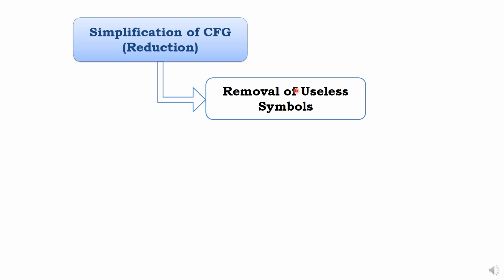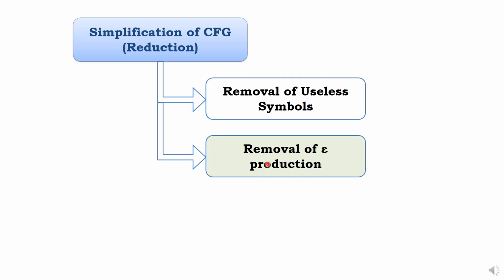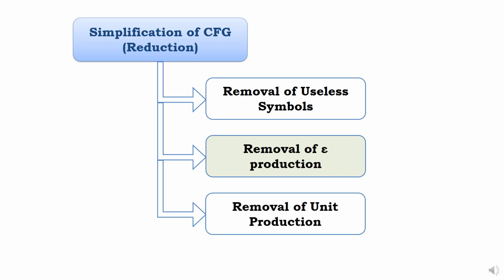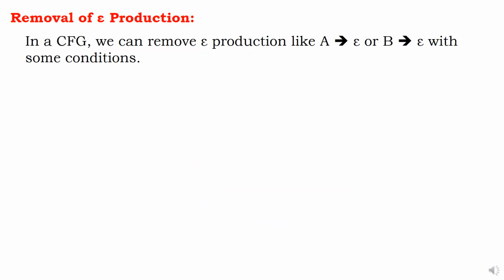As you know, simplification of CFG includes three major works. One is removal of useless symbol, which we covered in the last video. Next, removal of epsilon, which we are going to do in this video. In the next video, we will discuss removal of unit production.